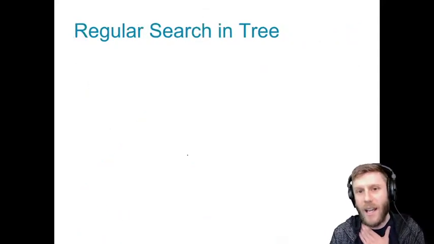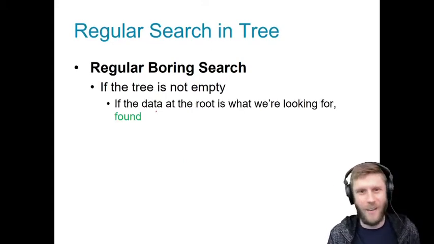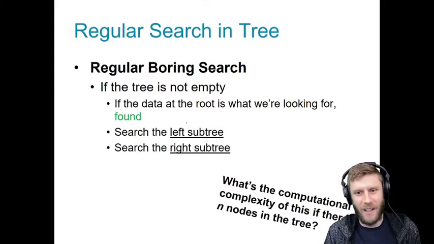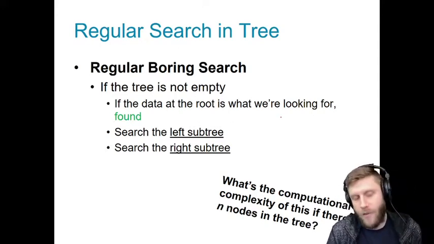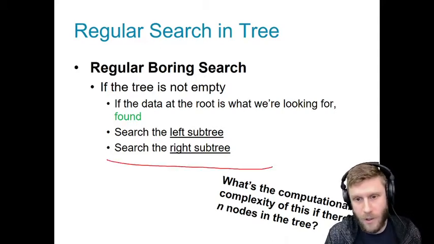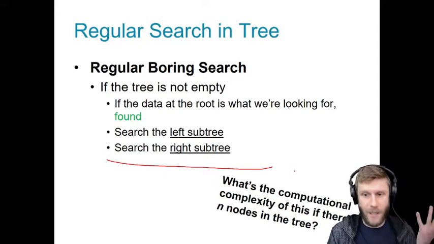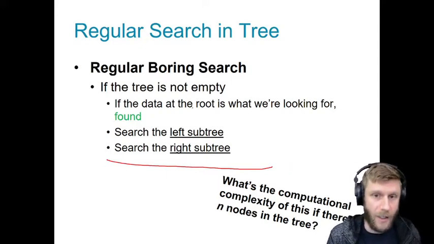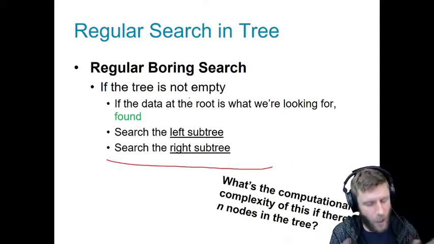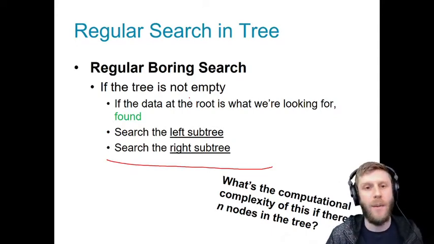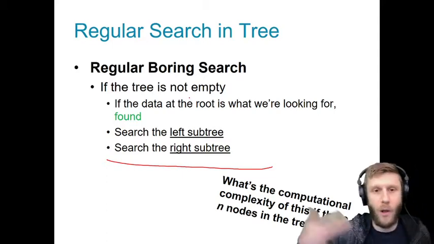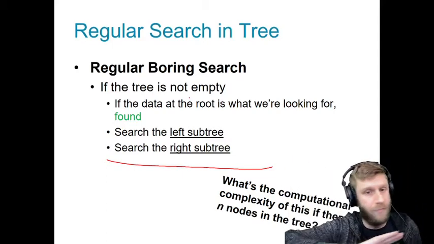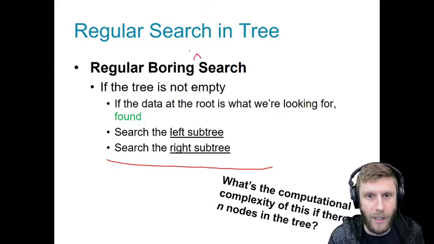Here I've already got this. If the tree is not empty, and the data is at the root of the tree or subtree, then we found it. Otherwise, search the left subtree, search the right subtree. What is the computational complexity of this if there are n nodes in the tree? Remember, n is the number of nodes in this context. So how many things am I going to have to look at to guarantee whether or not I found the item I'm looking for in a regular old boring binary tree?